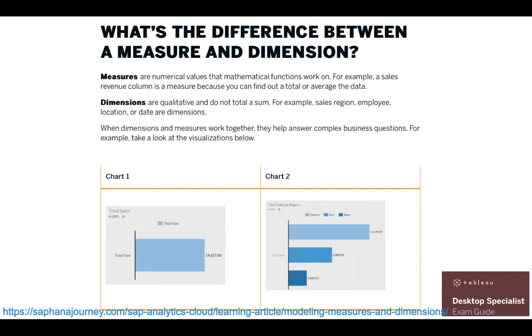When dimensions and measures work together, they help answer complex business questions. For example, if you have just dragged sales to columns or rows, you will have only total sales there. But when you drag the region as well, then you see that for the region central, east or west, you have that much of sales. So that makes sense.